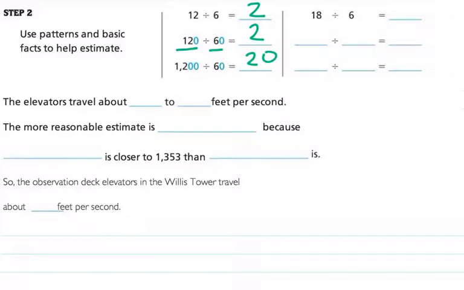So now we're going to use the same kind of relationships to help us over here on the side with the other problems. So we have 18 divided by 6, and we know the answer to that is 3, and we could check it. 3 times 6 equals 18.